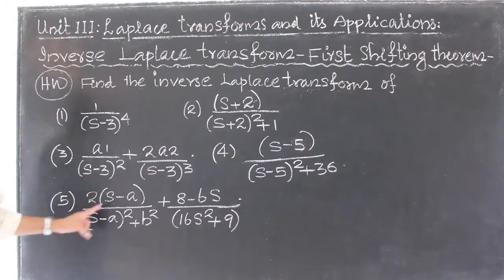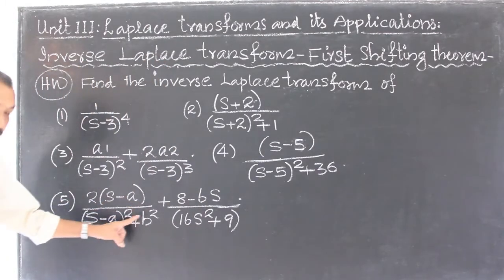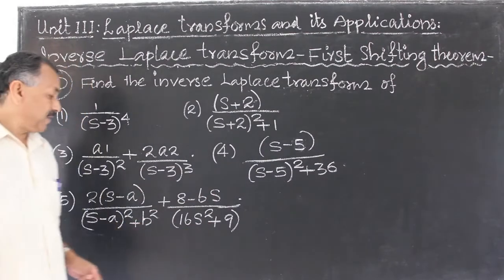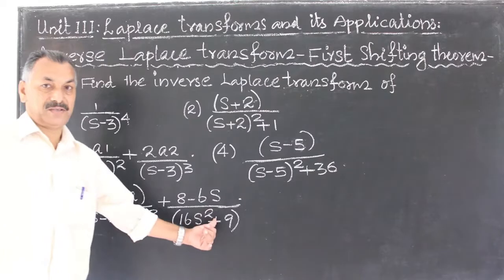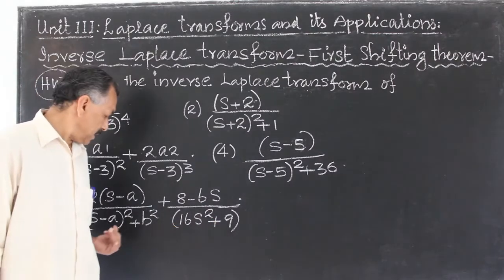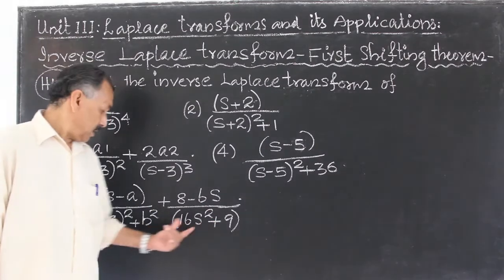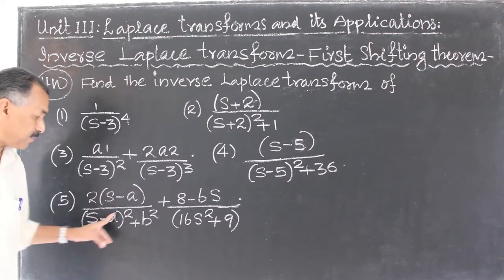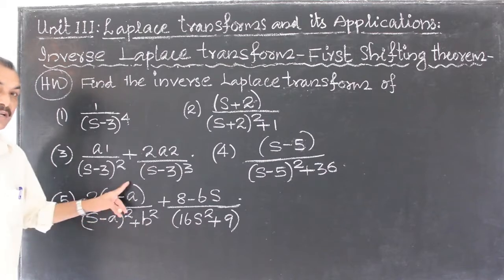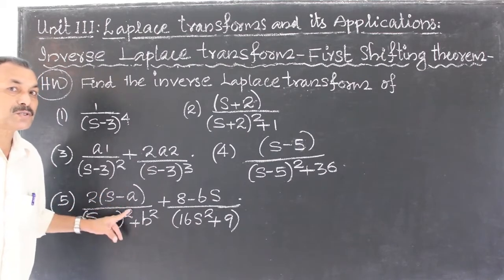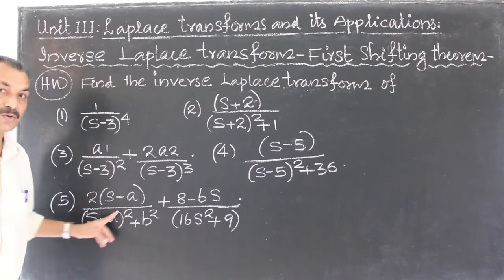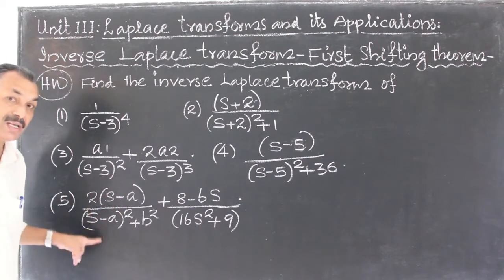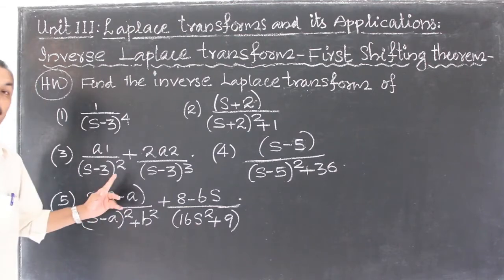Then the last problem: 2 s minus a divided by s minus a whole square plus b square. This time we have s minus a, here it is s. Take L inverse separately. s minus a, this one. The answer is 2 into, what is f of s? 2s divided by s square plus b square. 2s divided by s square plus b square is equal to 2 into cos bt. Therefore, L inverse of f of s minus a is equal to 2 into e raised to at into 2 cos bt.